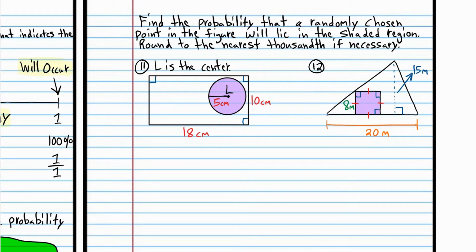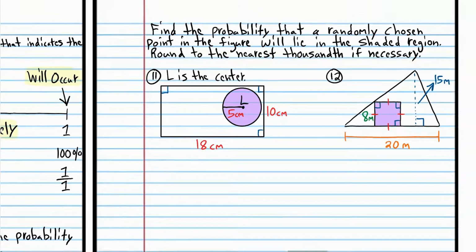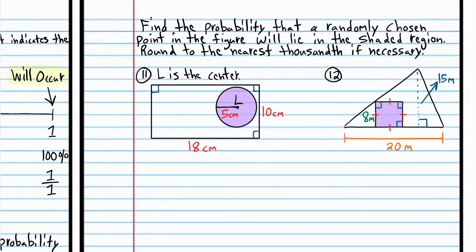So we want to find the probability that a randomly chosen point in the figure, so the point has to be inside this rectangle. Okay, it has to be inside here, so we're going to drop something in there. And what is the probability that that point that we drop in there is going to land in this circle? So again, it's equally likely to land anywhere in this rectangle. We just need to know the probability that it's going to land in the circle.